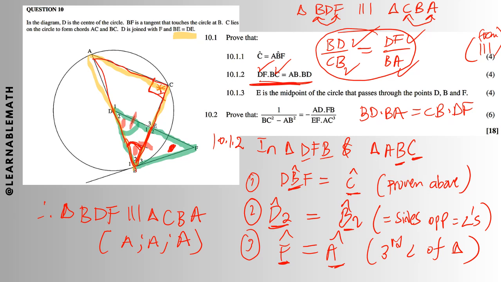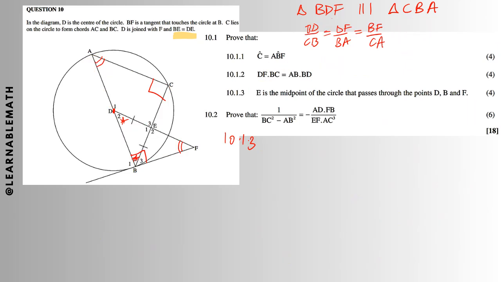Let's quickly go to 10.1.3 now. 10.1.3 says prove that E is the midpoint of the circle that passes through the points D, B, and F. Let me just draw a small circle there. So they are saying prove that E will be at the midpoint of the circle that is passing through these points. So it's like E is the center of this other smaller circle.